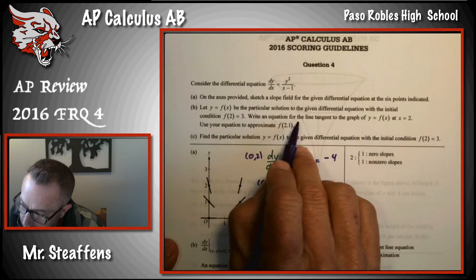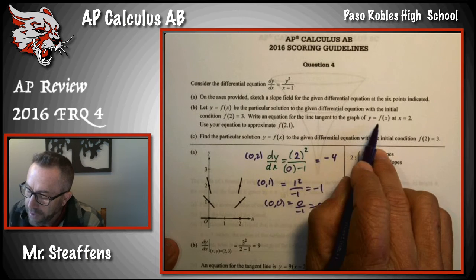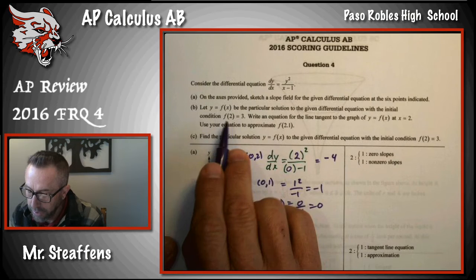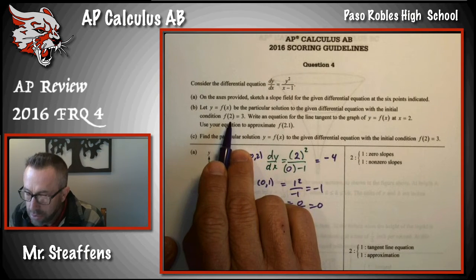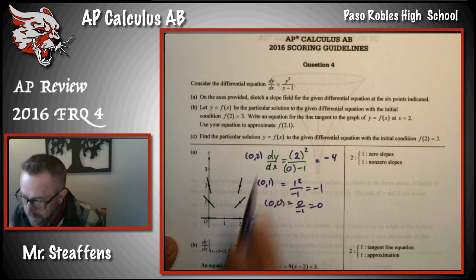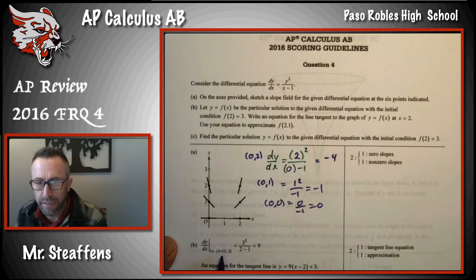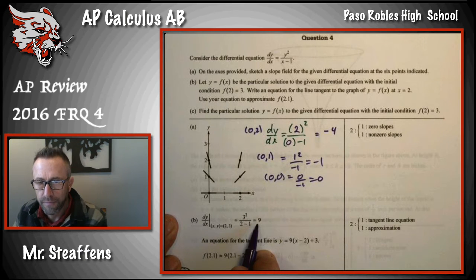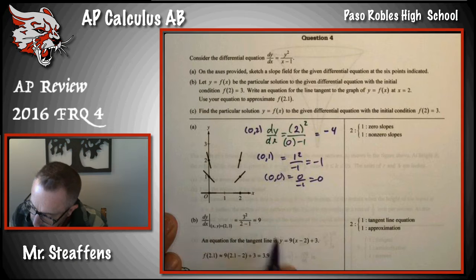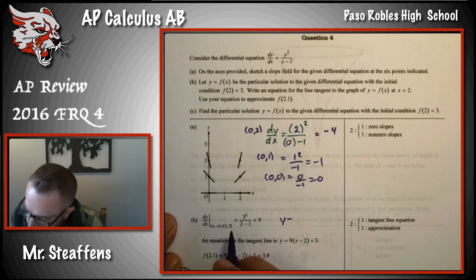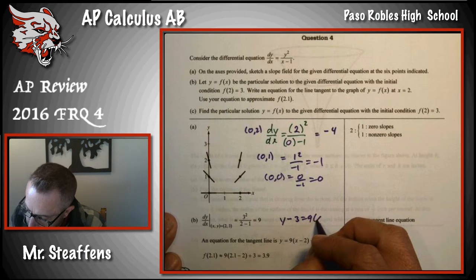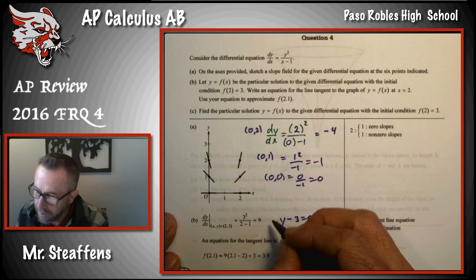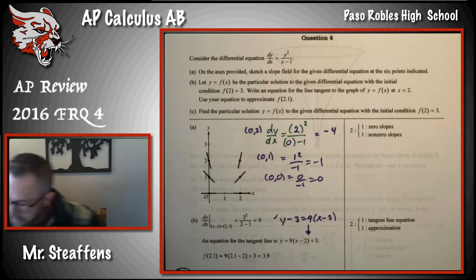Write the equation for the line tangent to the graph at 2. Well, okay, if this is the particular solution, 2, 3, then when I plug in 2, 3, it tells me the slope. So I'm going to plug in 2, 3. If I take this equation and plug in 2, 3, I get a slope of 9. So I'm going to write y minus 3 equals 9 times x minus 2. They did turn it into this, but I'm pretty sure you'll get points for that also. So there's my equation of the tangent line.